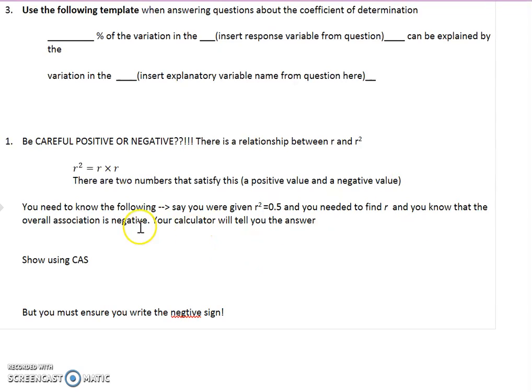So we've already showed you the CAS stuff, but you really need to be careful if you're trying to find r from just r squared. Just make a note, is it a positive or negative gradient? Should my answer be positive or negative? And that's it.